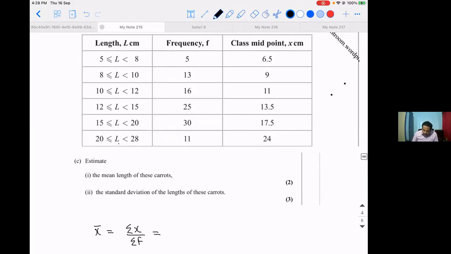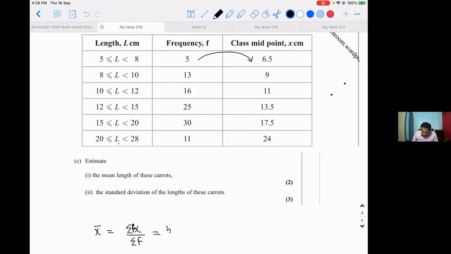Correct? So what is sigma fx? This is actually sigma fx. I made a mistake in that formula. Since it is a continuous frequency distribution table, the formula is sigma fx divided by sigma f. So what is sigma fx? First you multiply the respective frequency with the midpoint of the class.